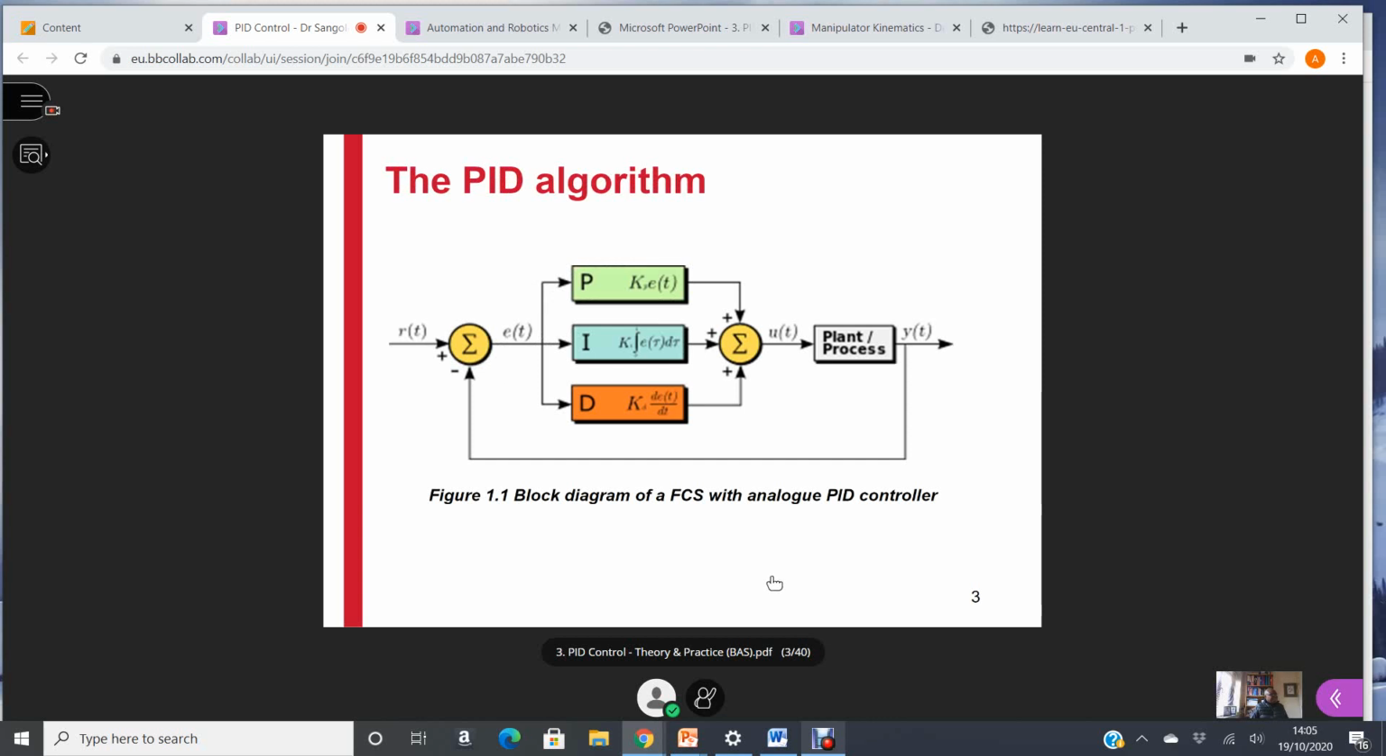Right, so this is a block diagram representation of the PID algorithm. You can see the three channels of proportional, integral, and derivative control actions there. So, a nice visualization of how to implement the controller.